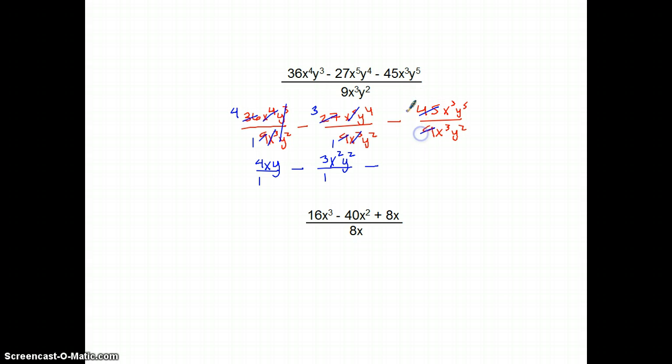Minus 45 and 9 reduced to 5 and 1. So I've got 5 in my numerator, 1 in the denominator. X to the third and x to the third cancel out completely. And y to the fifth and y to the second reduce to y to the third on the top. Since all the denominators are 1, I may simply write this without the denominators. 4xy minus 3x squared y squared minus 5y to the third power. And that is the most reduced form of your original fraction.